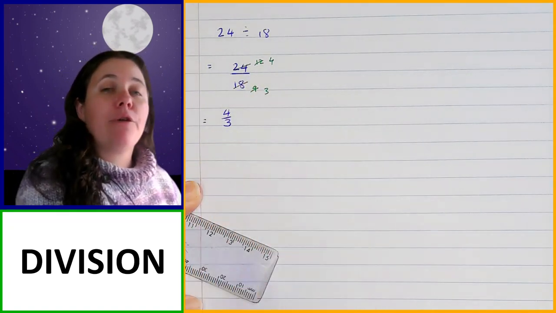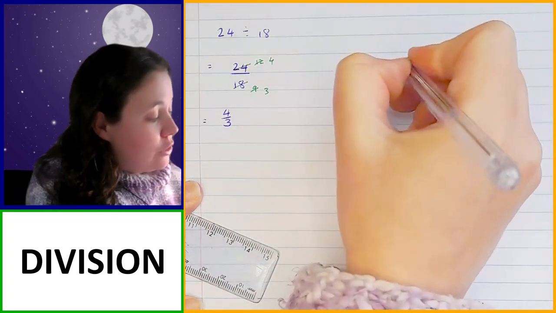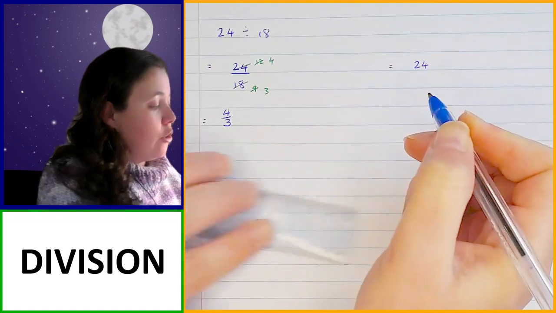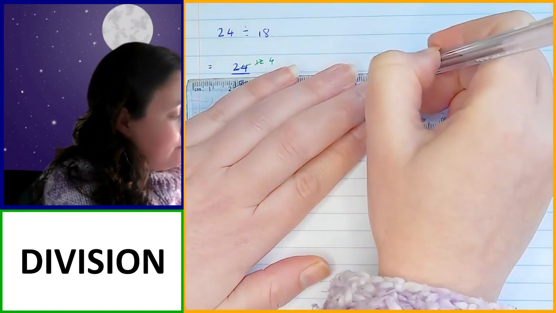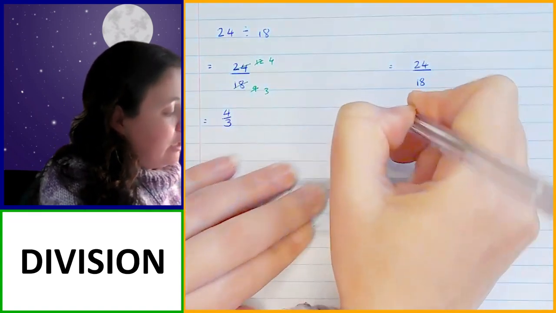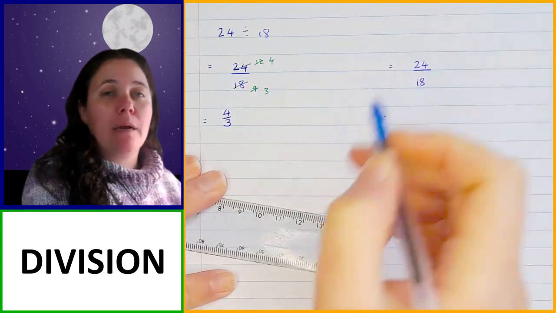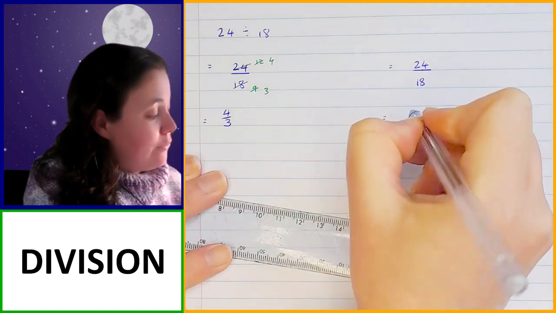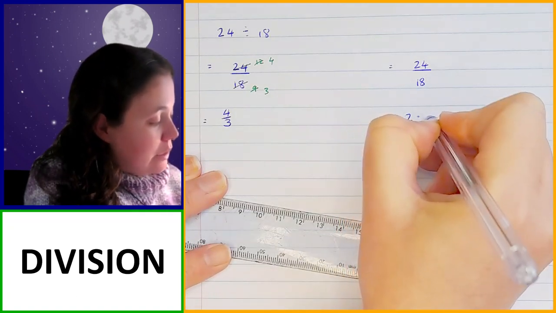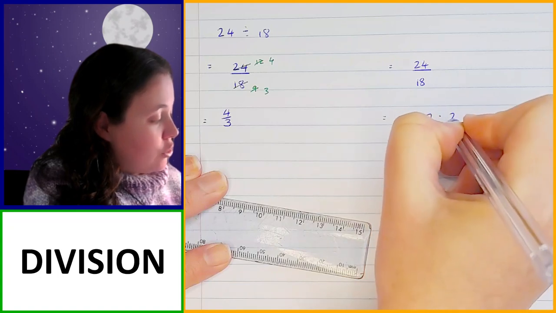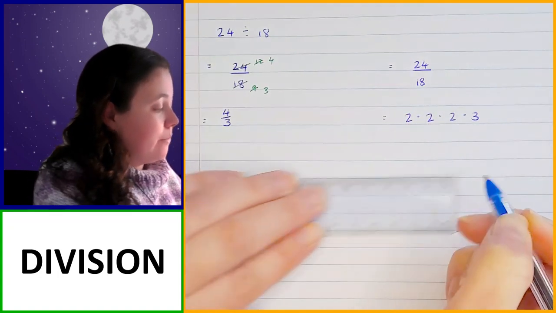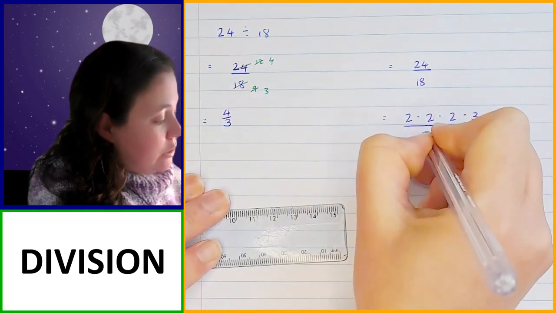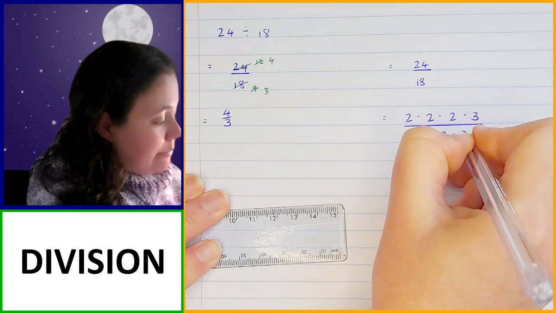Now there is another way of representing this, and that is to write it like this. So I take the 24 over 18, and I'm going to write each of those, 24 and 18, as products of their prime factors. So 24 is the same as 2 times 2 times 2 times 3. And 18 is the same as 2 times 3 times 3.